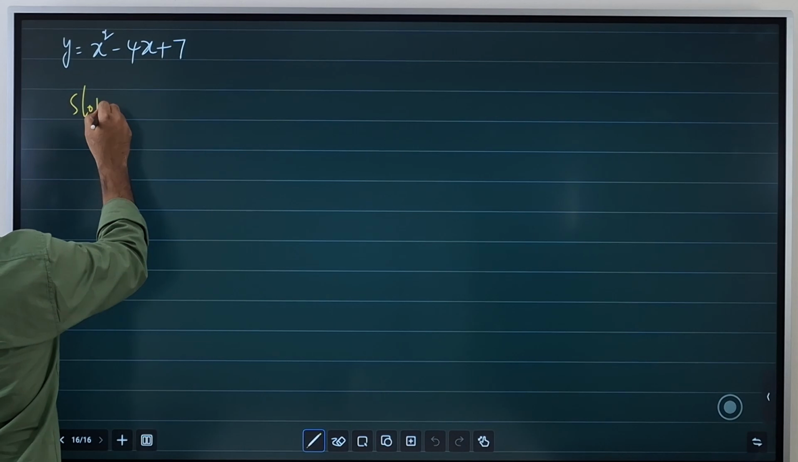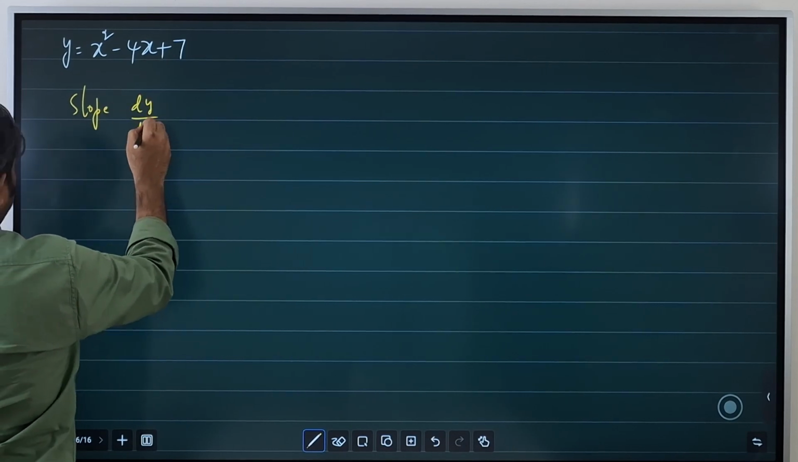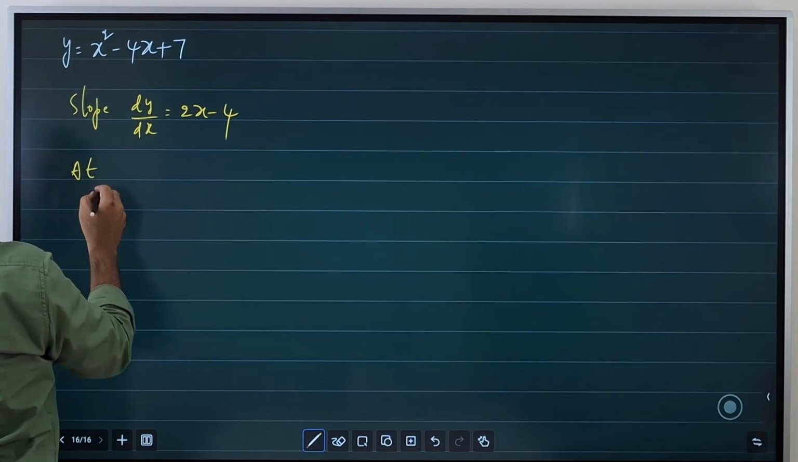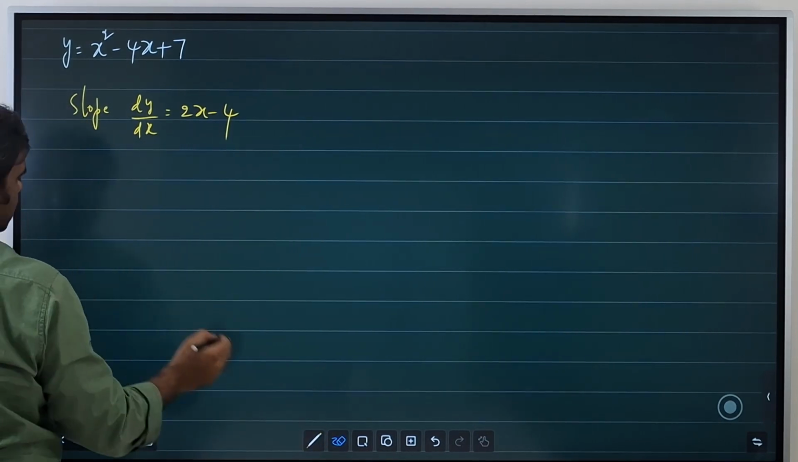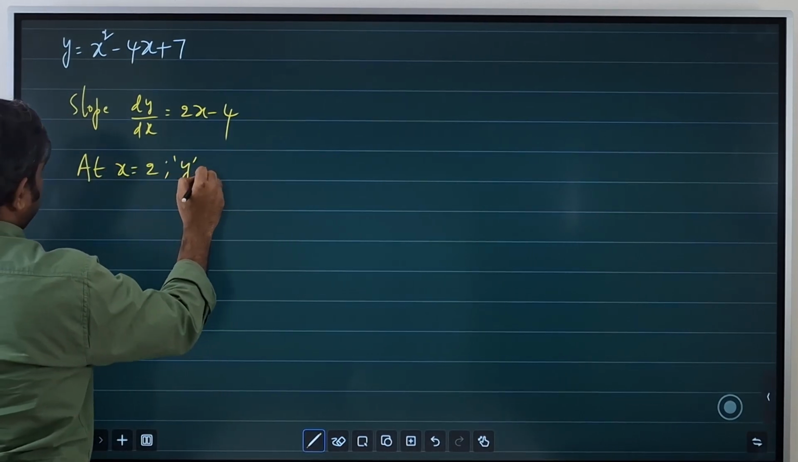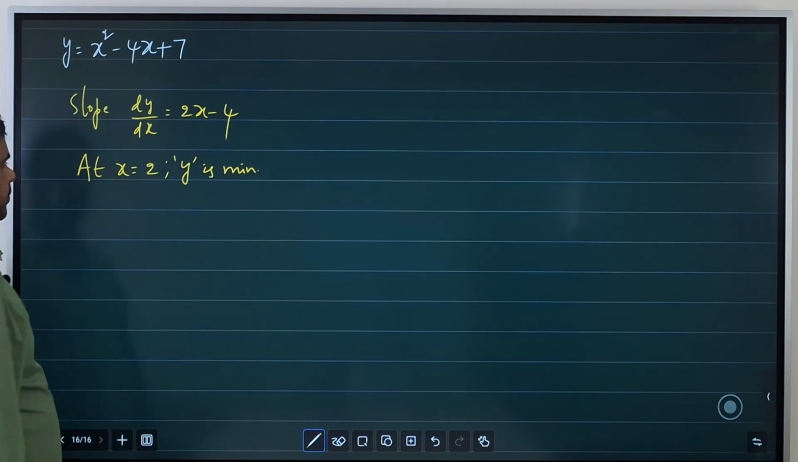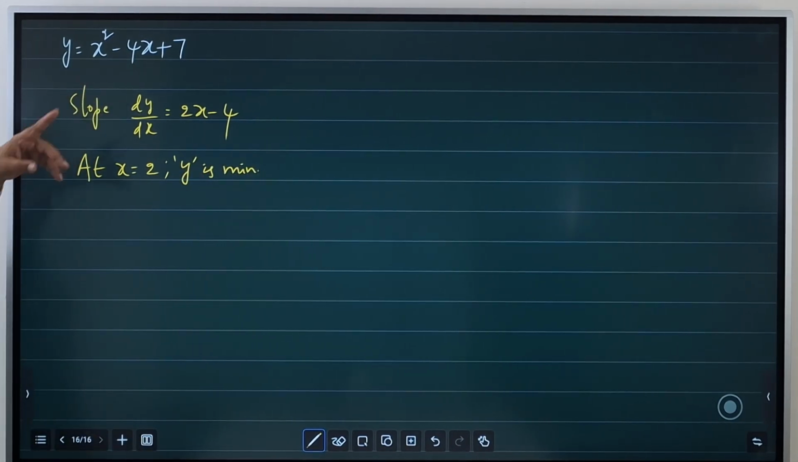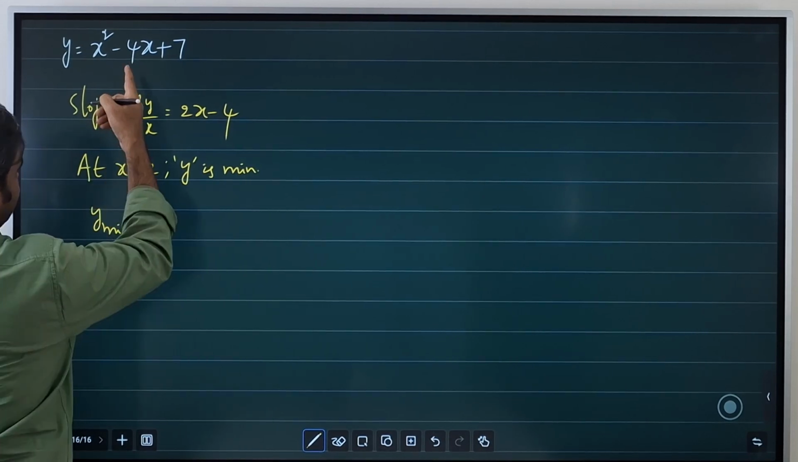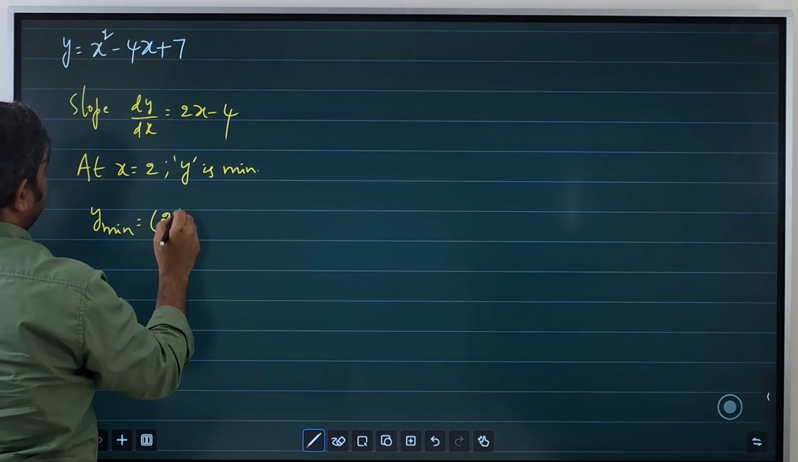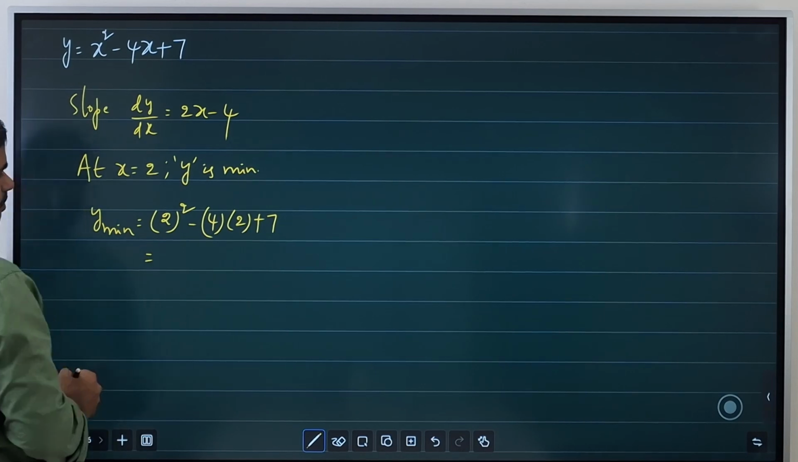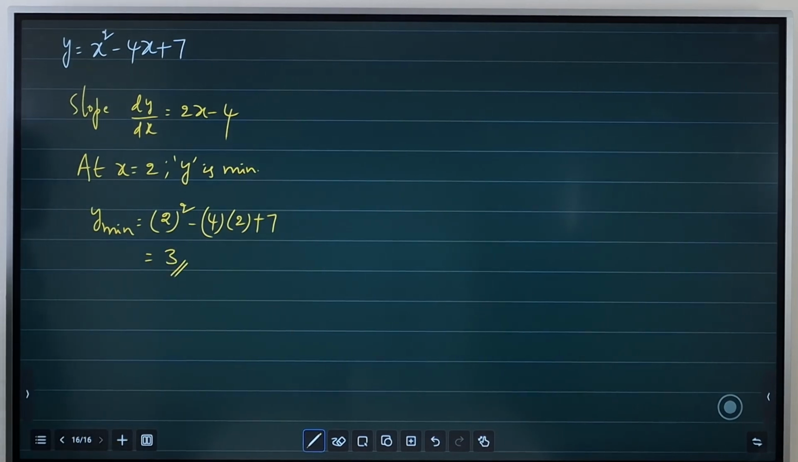Slope dy by dx is equal to 2x minus 4. At x is equal to 2, y is minimum. You can find that minimum value by substituting x is equal to 2 here. So minimum value is 2 square minus 4 into 2 plus 7, which is 3. Minimum value of y is 3.